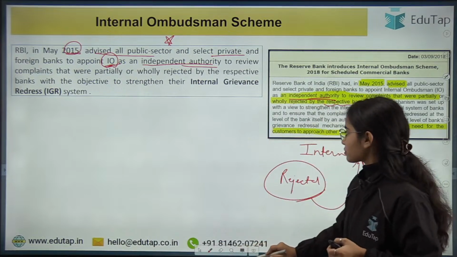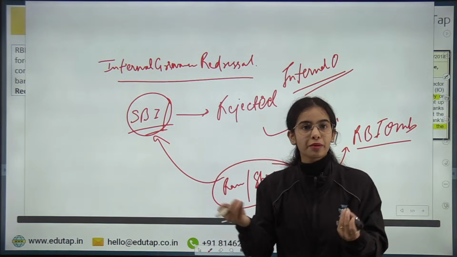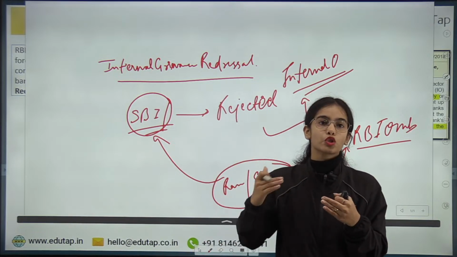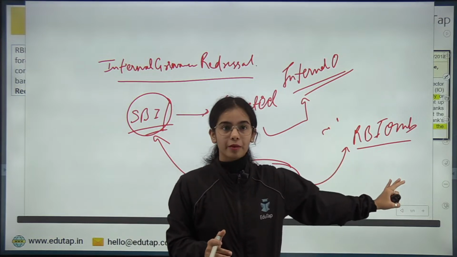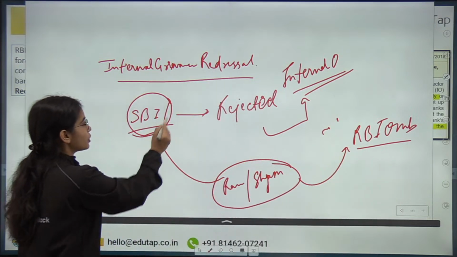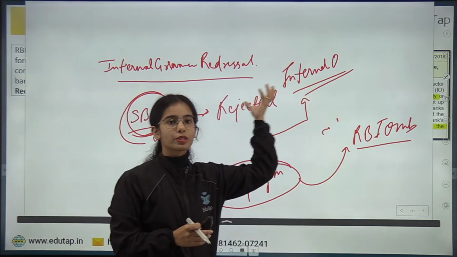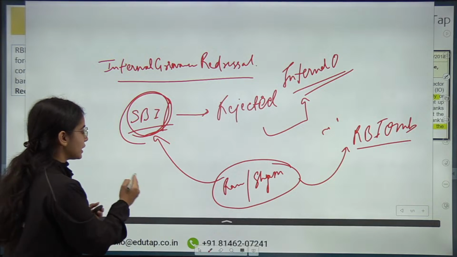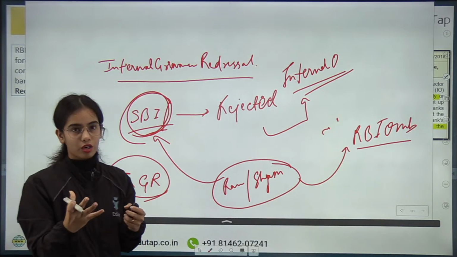Because if the SBI, or the different banks at the bank level, are able to resolve more and more complaints, then fewer and fewer people will go to the RBI. So when the banks are able to resolve the complaints by themselves, or through the internal ombudsman of the bank, that means the internal grievance redressal mechanism is strong for the banks.